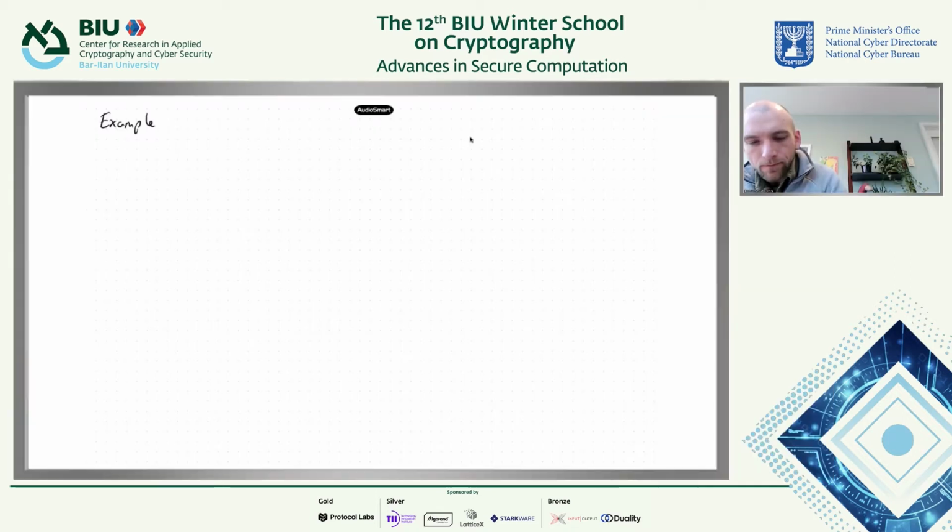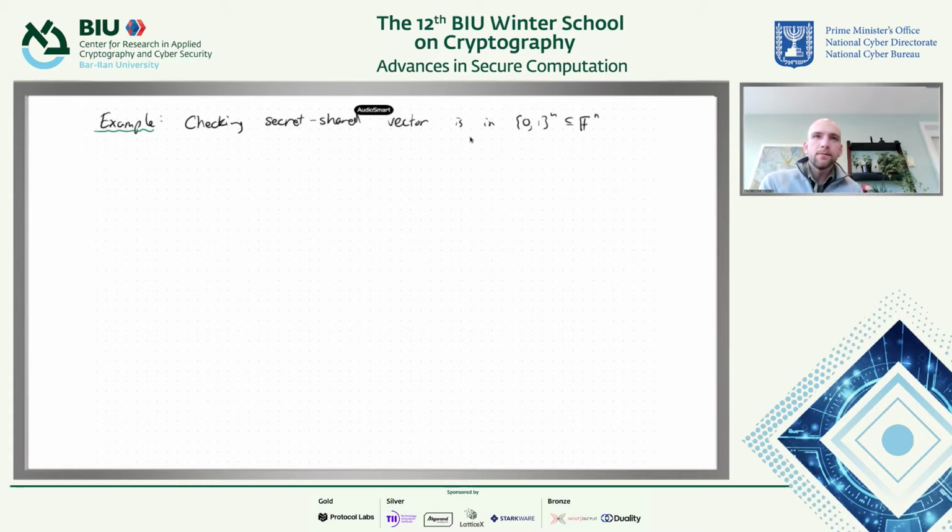The example I'll use is checking that a secret shared vector has all 0, 1 elements in a big field. So we're working mod P, where P is an 80-bit prime or something, and each server has a secret sharing of a vector, and the servers want to check that each component of this vector is a secret sharing of a 0 or a 1, not a big value or a negative value or something funny like that.